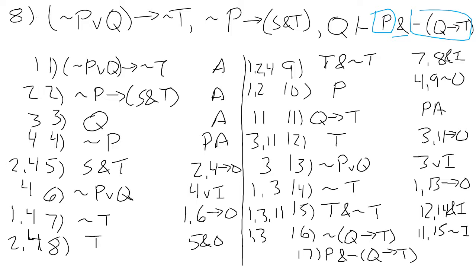P and tilde Q arrow T. That's going to be from 10, 16, ampersand in. 10's got 1 and 2. 16's got 1 and 3. So that's problem 8.